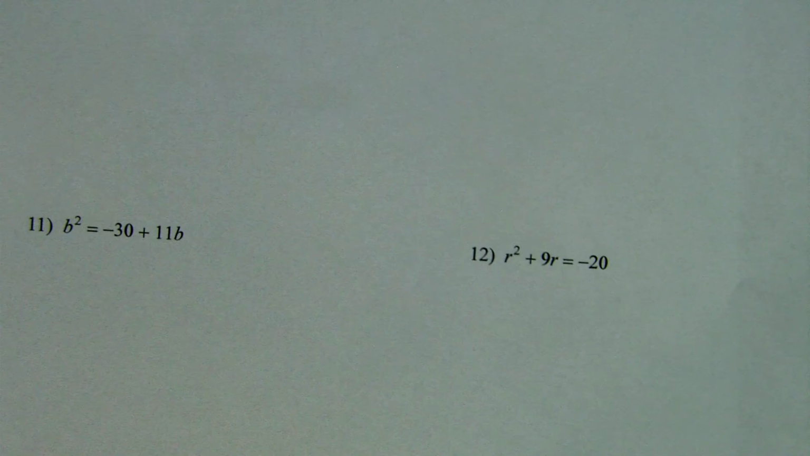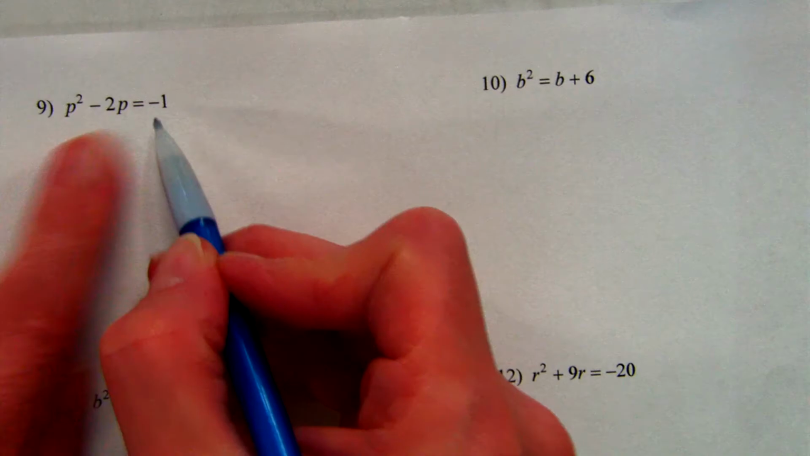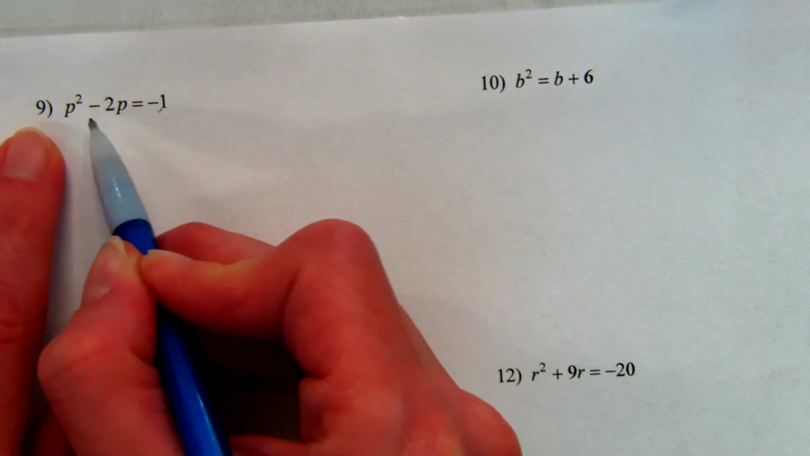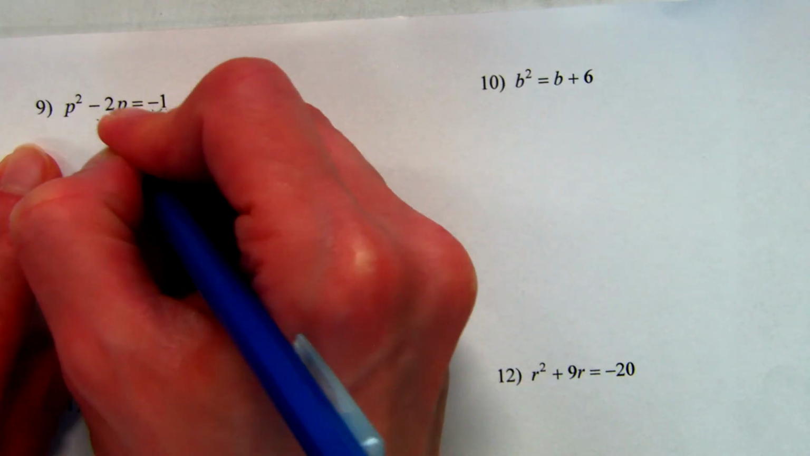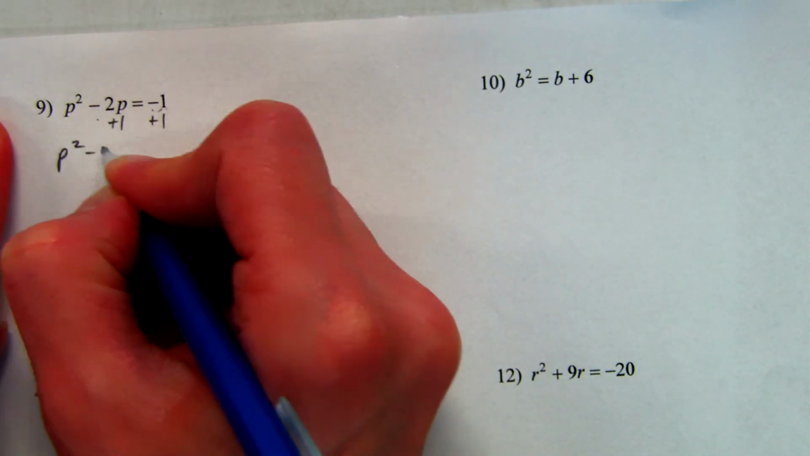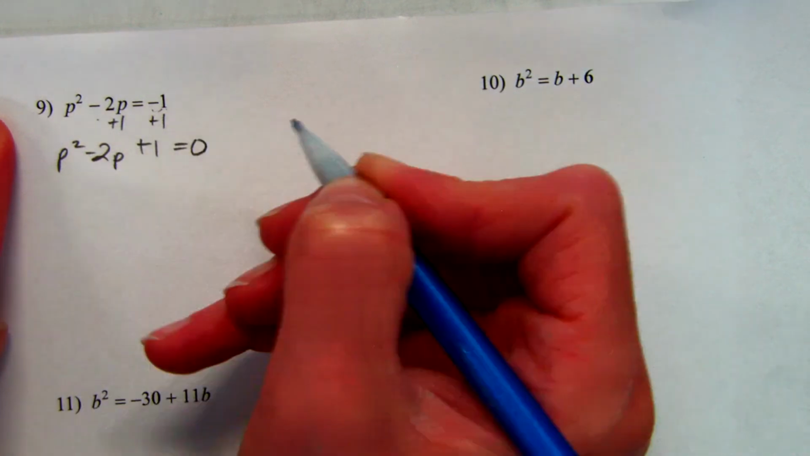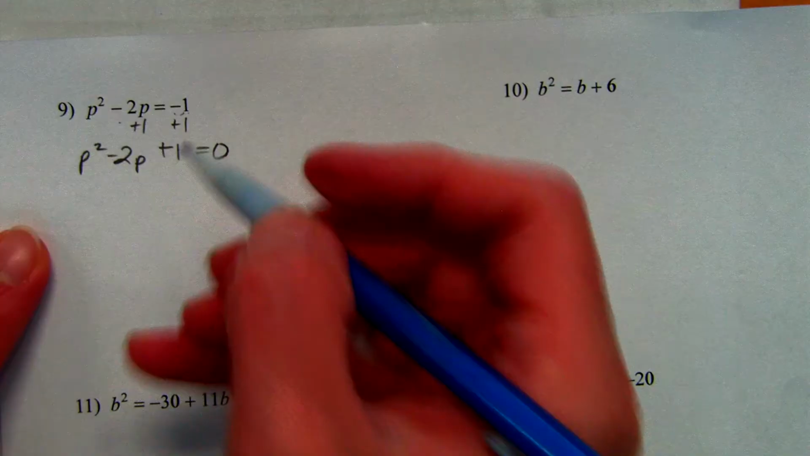Well, if I don't show you this part, you'll be confused. The equation has to equal 0. So if there's something on the other side, you have to add or subtract to move it over. So if I have -1 here, I just have to add 1 and rewrite it. P squared minus 2p plus 1 equals 0. And then I can do the things that I would do on the other page.